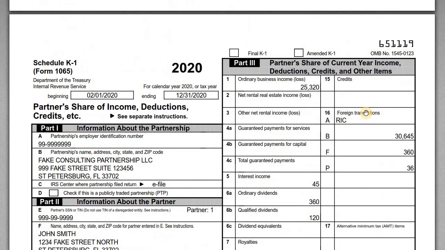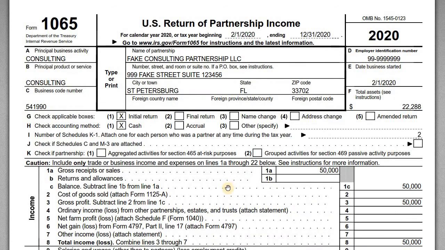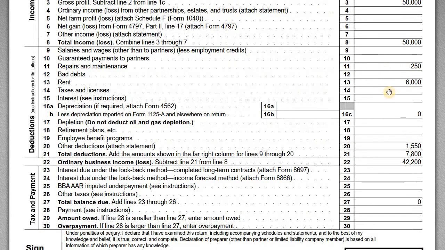Okay, so let's actually look at the partnership return to see how some of these numbers are flowing through. This partnership is a consulting company. You can see here there are 2 partners. It's an initial year return because they just launched it this year. They had some income from consulting, $50,000, then some expenses down here. Their net ordinary income from the consulting business, line 22, is $42,200. So keep that number in mind, $42,200.